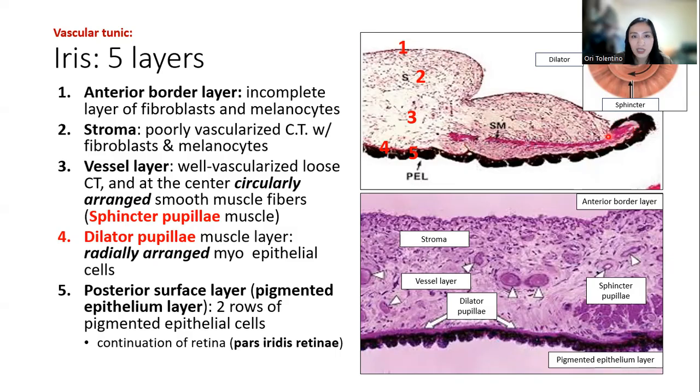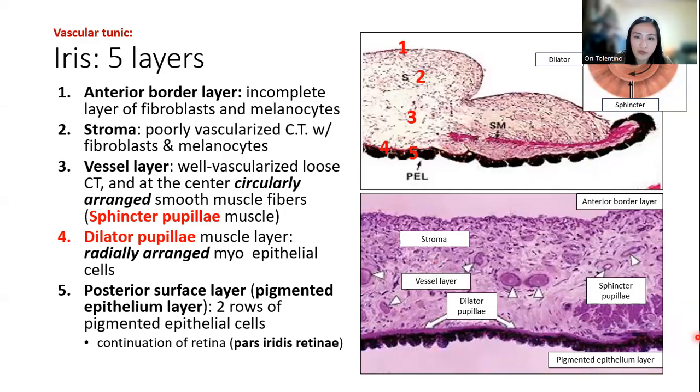Smooth muscle at the middle of the vessel layer, sphincter pupillae arranged in a circle, okay? This is your sphincter pupillae. It constricts the pupil during bright light. Fourth, dilator pupillae muscle has its own layer of radially arranged myoepithelial cells that dilates the pupil in the dark. Radially arranged like the sun, outer layer of muscle dilates the pupil in dark light.